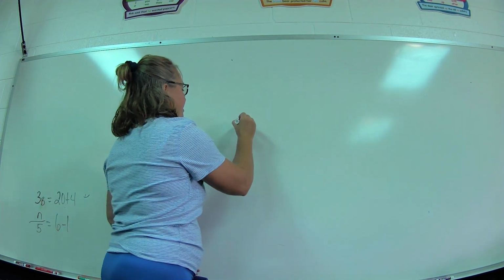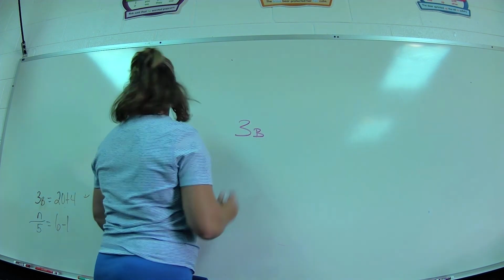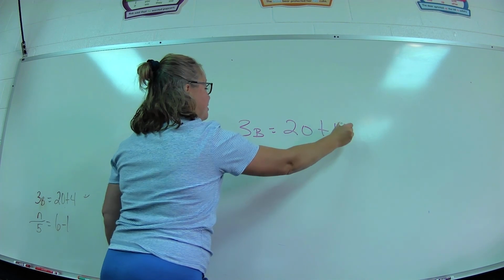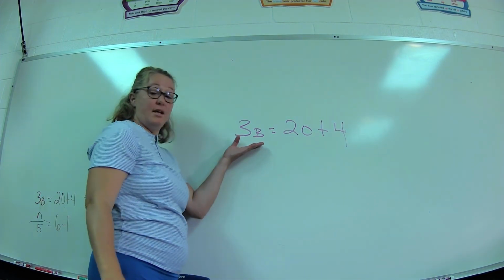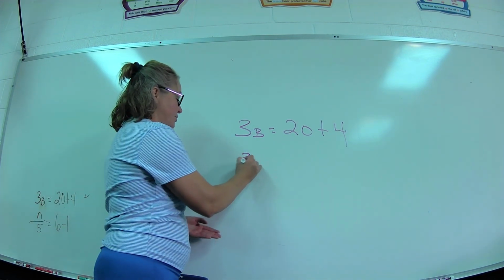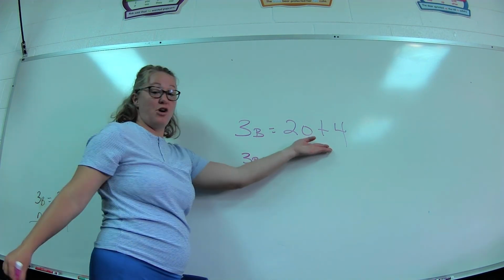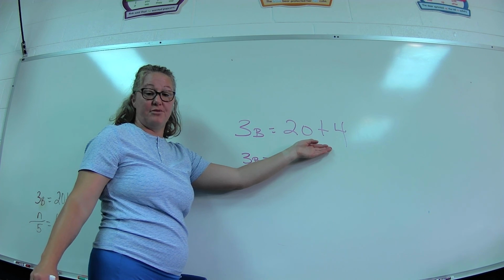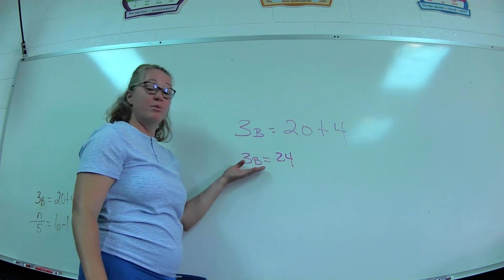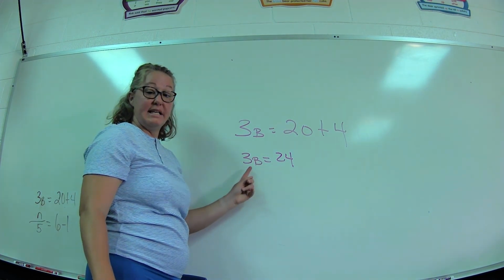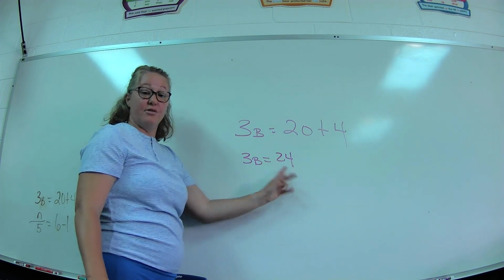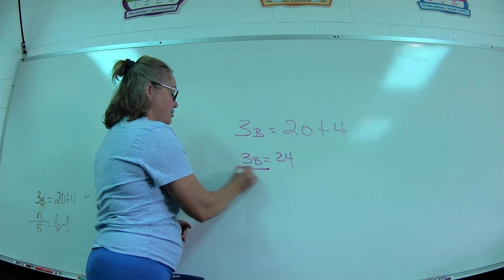We have 3, we use b, equals 20 plus 4. All right, this side is 3b. I don't know the value of b. So 3b, I can solve 20 plus 4. What's 20 plus 4? 24. Now, this is a multiplication. This means 3 times my variable. 3 times b equals 24. So if it's a multiplication, we need to use division.